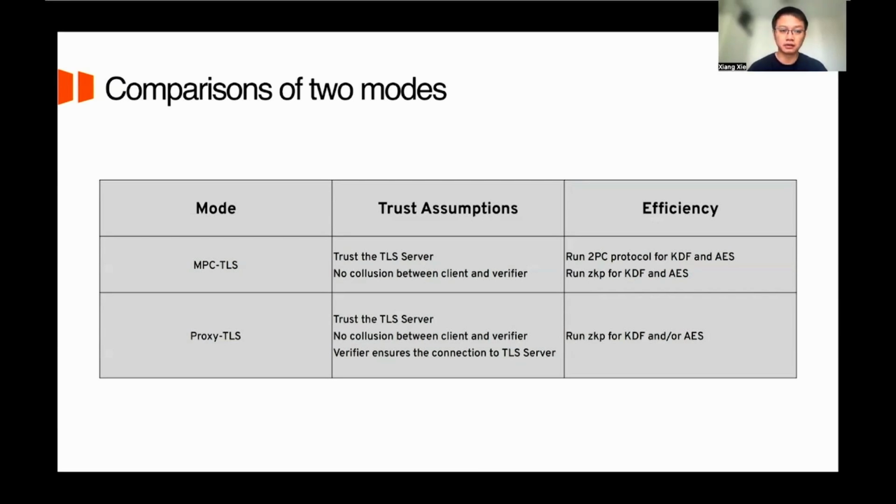In terms of efficiency, it's apparent that the MPC TLS has to run a two-party protocol for KDF and the AES, which probably is the main efficiency bottleneck in a lot of products and protocols. And our benchmark will show that it's actually the bottleneck when the user wants to use it. So the proxy TLS protocol can be much more efficient than the MPC protocol. So there's always a trade-off between user experience and the trust assumption.